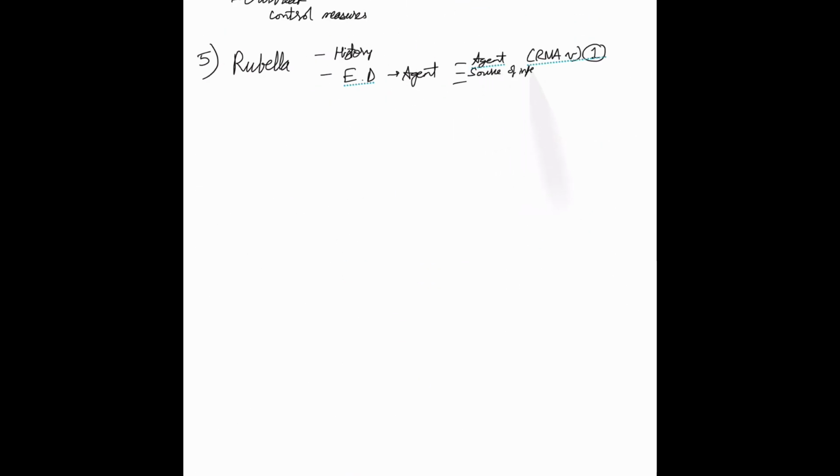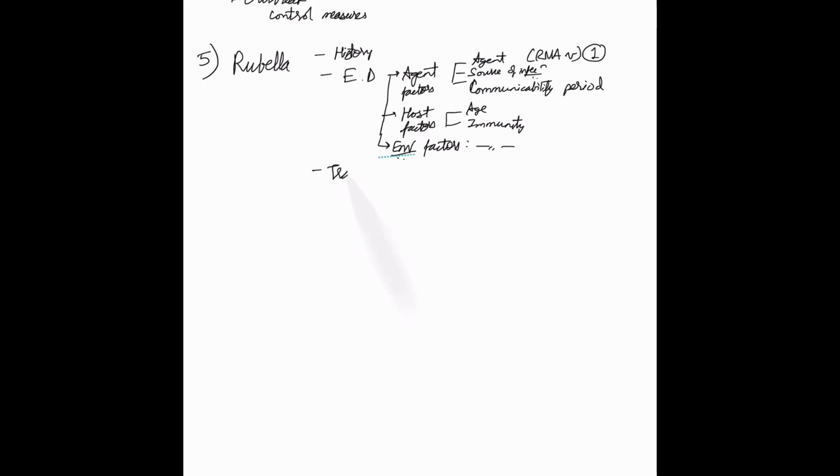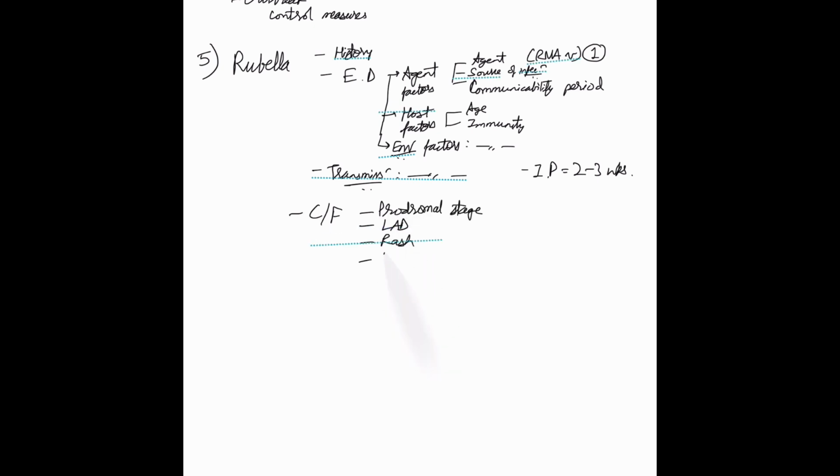Now, coming to rubella, we have the history of rubella, and then ED, epidemiological determinants, agent factors, which are agent, which is an RNA virus with one serotype only, source of infection, and communicability period. Then host factors, we have age and immunity, and environmental factors and transmission are same as above, the previous diseases. And incubation period is 2 to 3 weeks. Clinical features, here describe the prodromal stage, lymphadenopathy, rash, and complications.